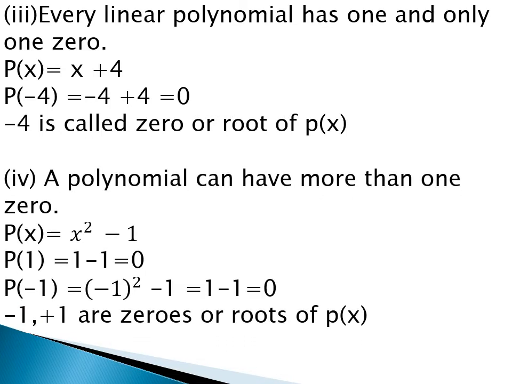Fourth point, a polynomial can have more than one zero. It is already clear. When we are solving a quadratic equation, you get two zeros. Once again, the same example, x square minus 1. What are the zeros we got? 1 and minus 1, or minus 1 and plus 1, it is written in order. So both are the zeros.